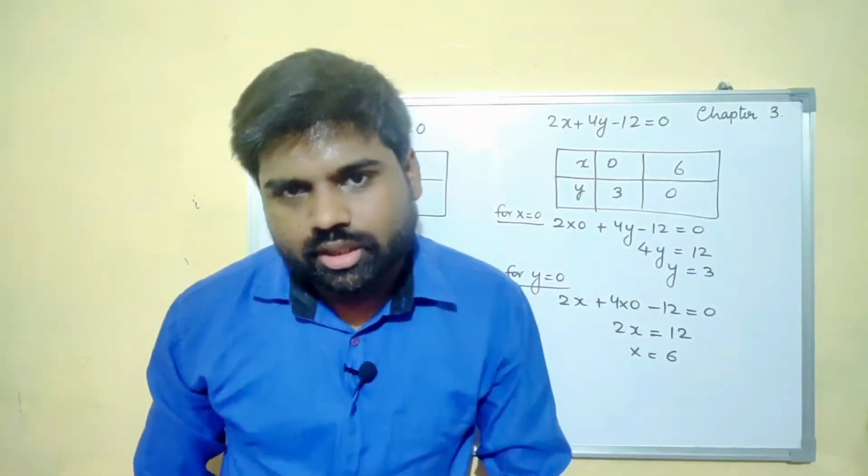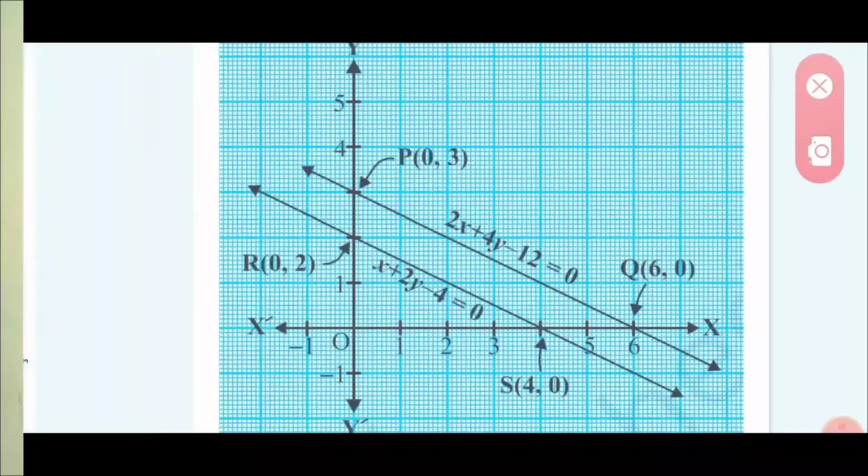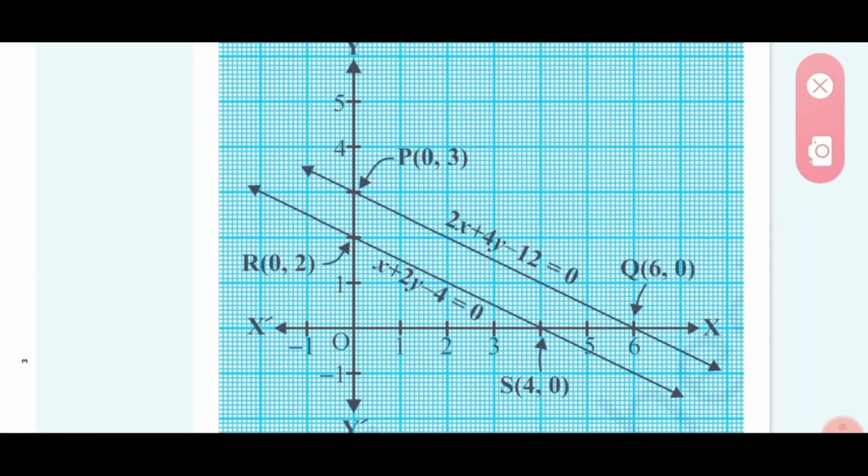Now let us see the graph on the screen. You can see that the line corresponding to the equation x plus 2y minus 4 equals 0 passes through (0, 2), which is represented by the point R, and it passes through S, which is (4, 0). When we join these 2 points, we get a line as shown in the figure.